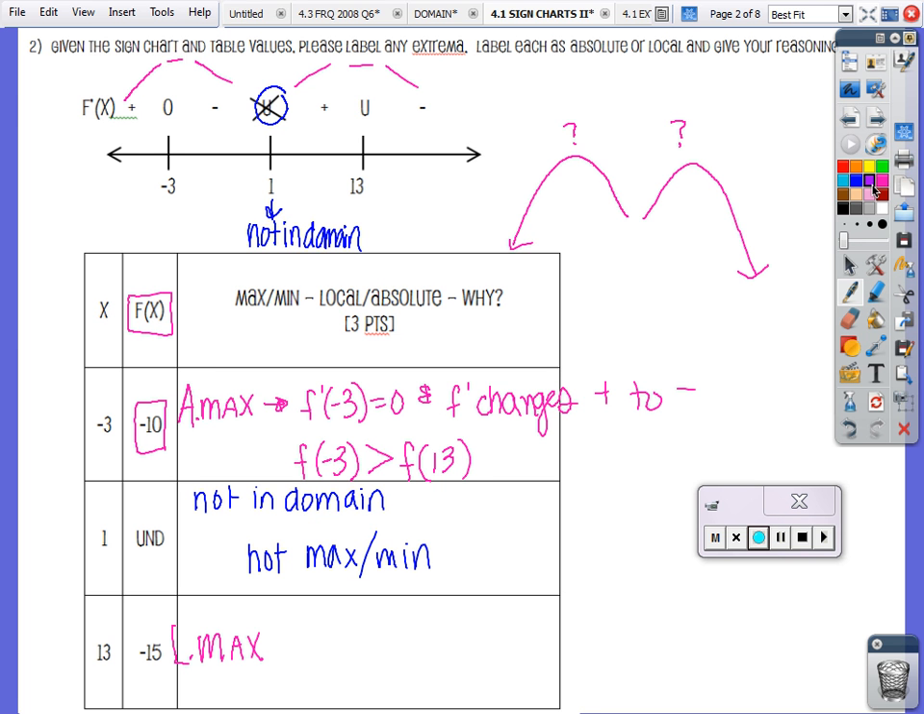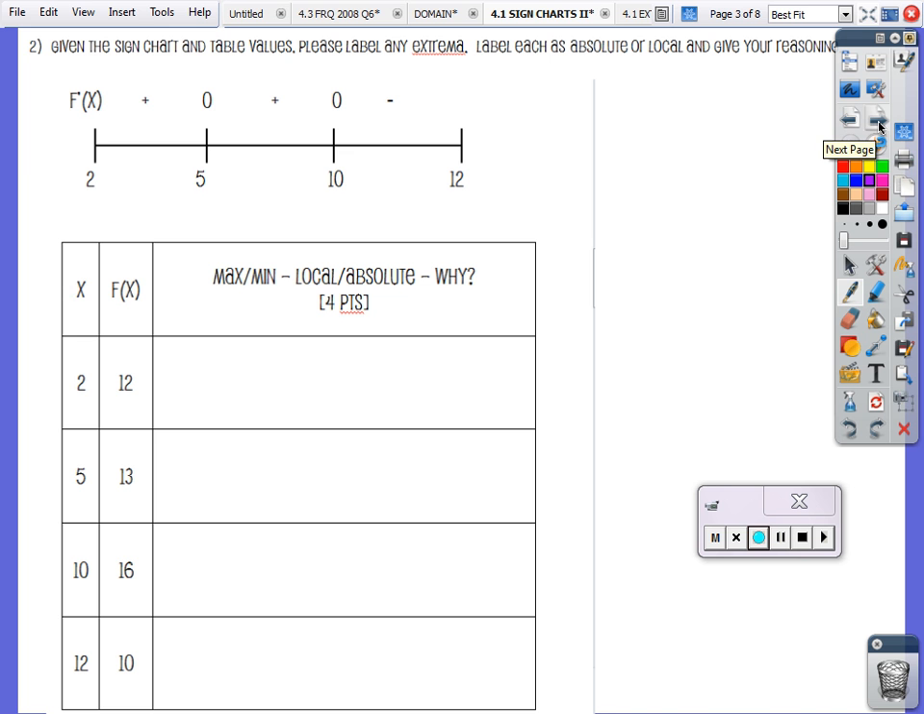Now, down here, we get the local. I'm going to give you almost the same reasoning. f prime of 13 is equal to 0, or sorry, equal to undefined. And f prime changes sign from plus to minus. And this is the local because f of 13 is less than f of negative 3. That's what makes that one the local. Number 2, given the sign chart and the table of values.